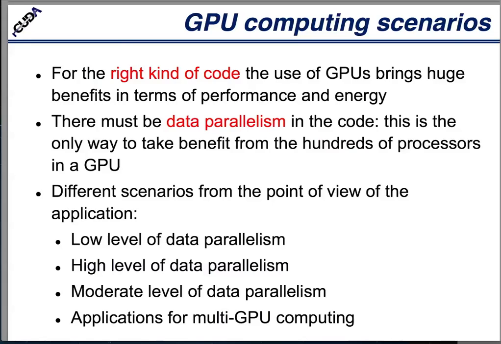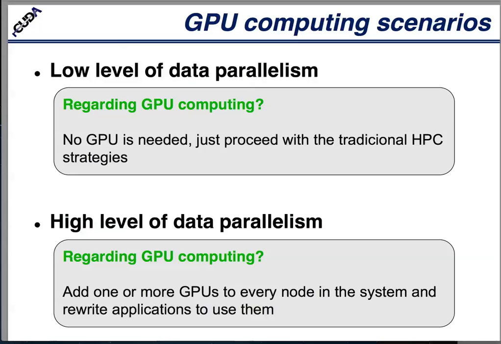So we consider 4 different scenarios: scenarios with low-level data parallelism, with high-level data parallelism, with moderate-level data parallelism, and applications for multi-GPUs. For the low-level data parallelism scenario, what happens regarding GPU computing? We consider that in this case, the use of GPU computing is not good. We don't need to use a GPU if we don't have code with data parallelism.